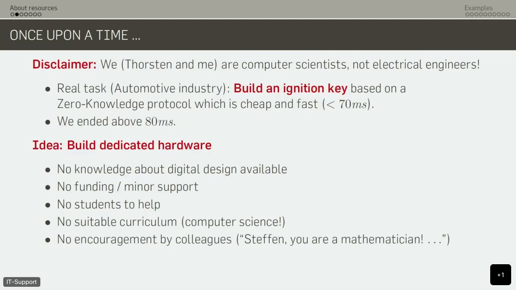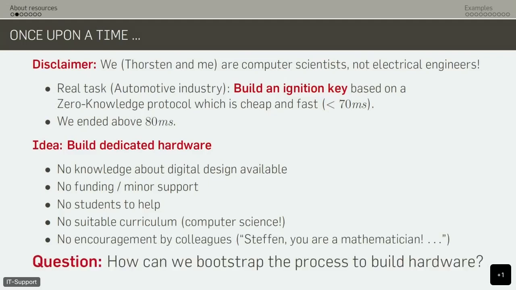because one of my colleagues said, Steffen, you are a mathematician, so even this sentence is wrong because I'm a theoretical computer scientist, so I like complexity theory. And if you ask my wife, she would tell you, Steffen is really, really stubborn, and I didn't accept this sentence, so I asked myself the question, how can we bootstrap the process to build hardware?